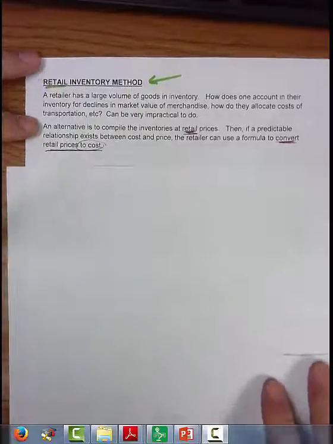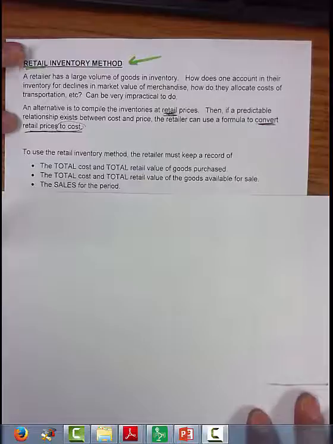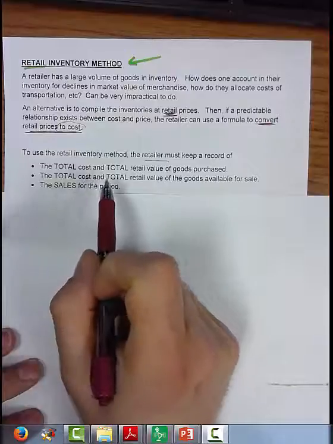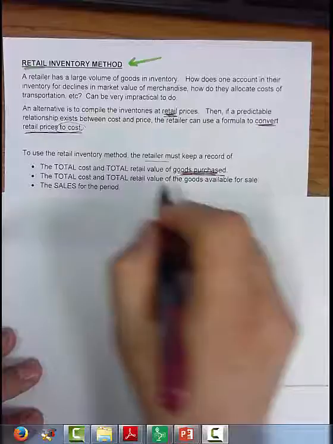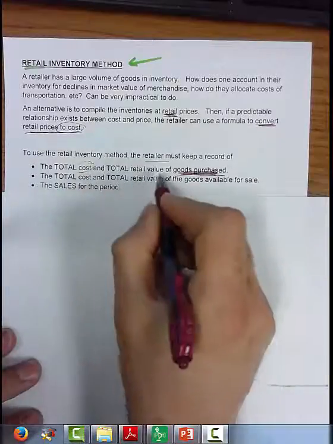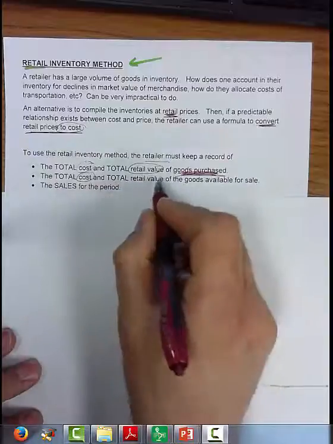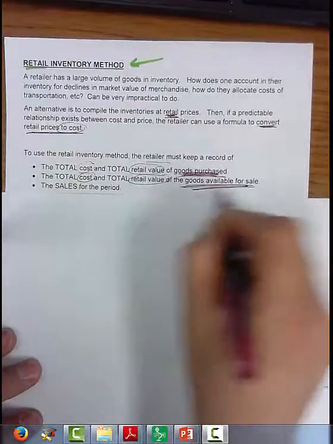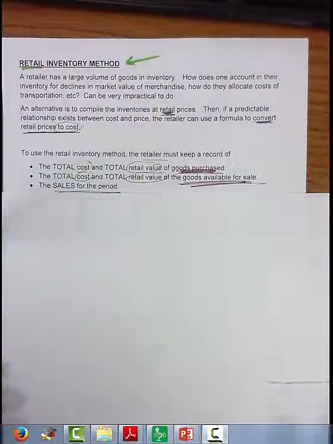Now, to use this method, there are three things that a retailer must keep a record of. First, the total cost and the total retail value of goods purchased. They also need to keep track of the total cost and total retail value of the goods available for sale. And then they need to keep track of their total sales for the period.